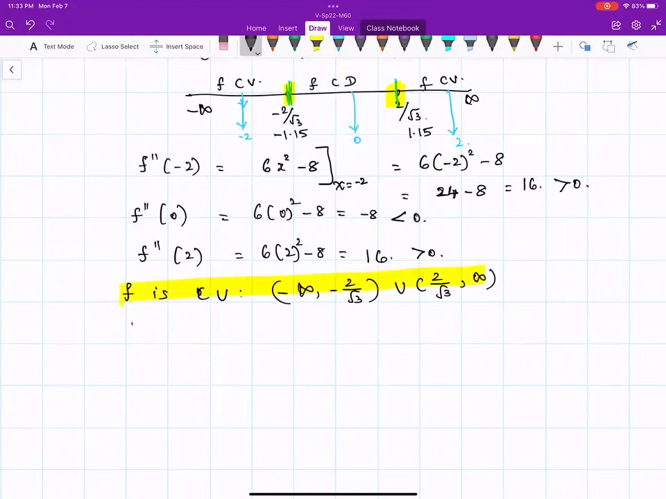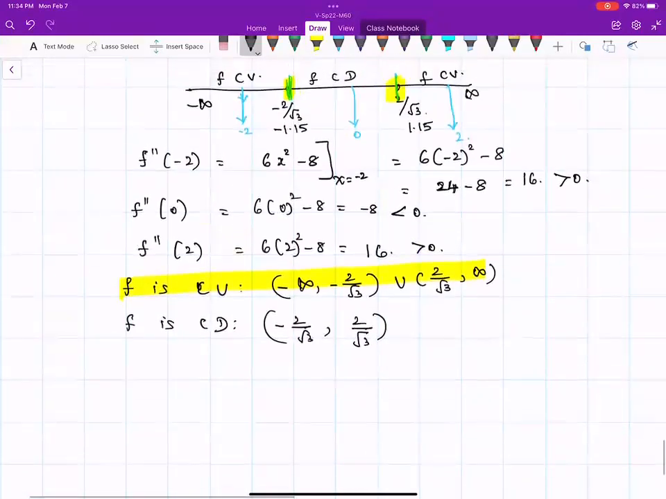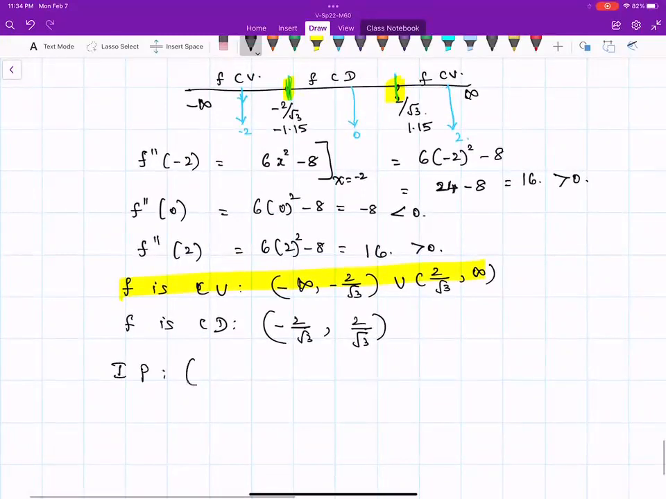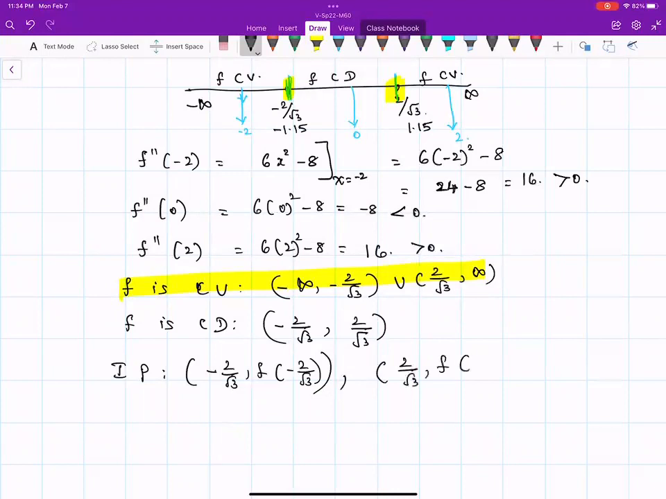Where is it concave down? F is concave down on the interval negative 2 over radical 3 to 2 over radical 3. So what is the inflection point? Wherever the concavity changes. The inflection points are negative 2 over radical 3, f of negative 2 over radical 3, because the concavity changes there from concave up to concave down. Same way, another point is 2 over radical 3, f of 2 over radical 3.